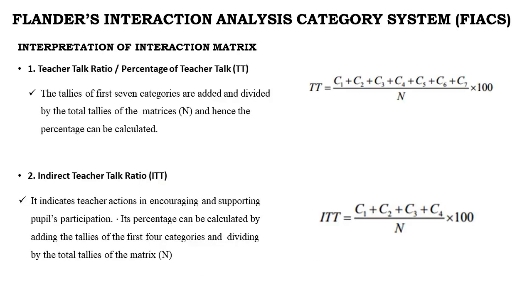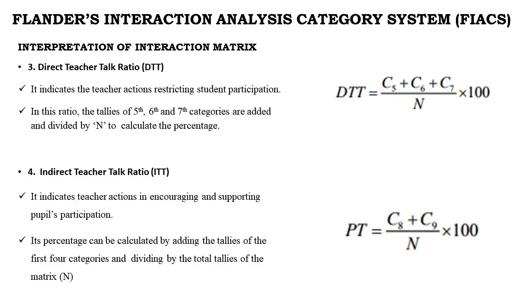Interpretation of interaction matrix. 1. Teacher talk ratio, percentage of teacher talk, TT. The tallies of first 7 categories are added and divided by the total tallies of the matrices, n, and hence the percentage can be calculated. The formula is like this diagram. 2. Indirect teacher talk ratio, ITT. It indicates teacher actions in encouraging and supporting pupils' participation. Its percentage can be calculated by adding the tallies of the first 4 categories and dividing by the total tallies of the matrix, n. The formula is like this diagram.